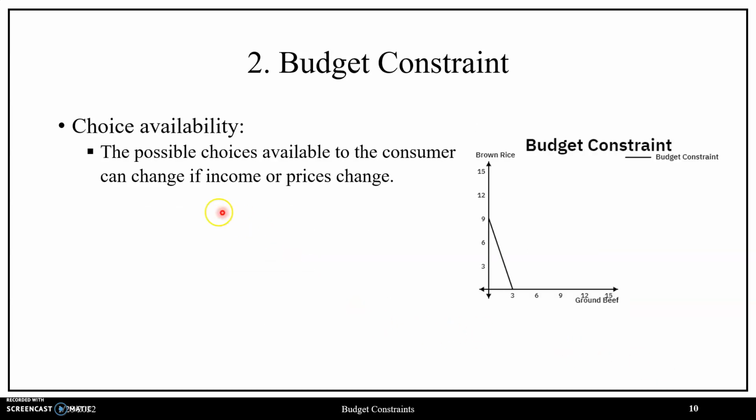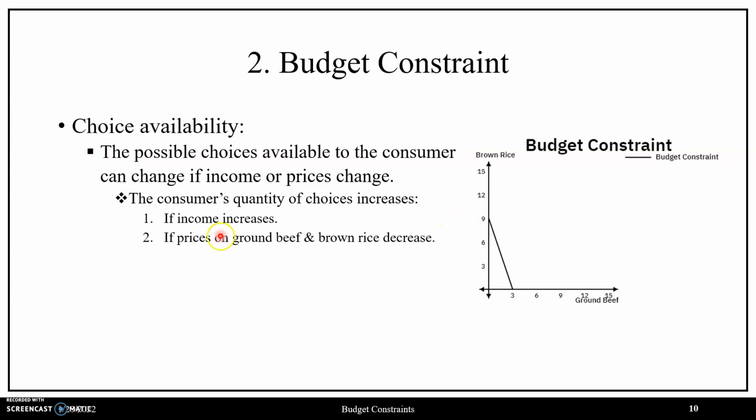Then lastly, let us turn our attention in terms of choice availability. The possible choices available to our consumer can change if the determinants of income or prices change, where we have our budget constraint on the right. And in terms of expansion in consumer choices, the quantity of consumers' choices can increase if their income increases or if both the prices on ground beef or brown rice decrease.